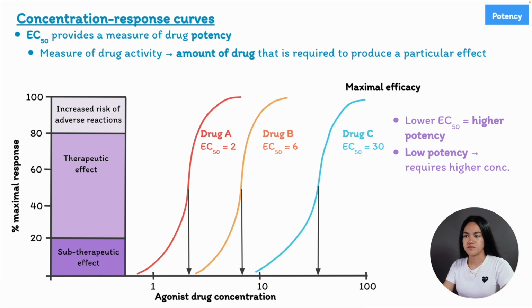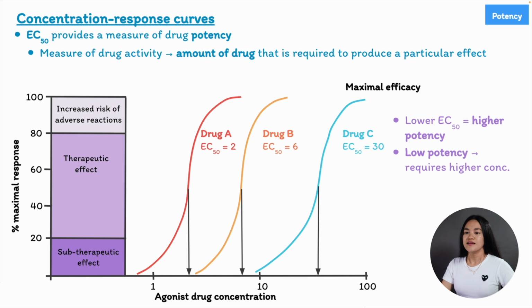Drug A reaches its maximum effect at a much lower concentration compared to drug B or drug C. Drugs with lower potency require a higher concentration of the drug to produce the same effect. And they have a high EC50 and will appear on the right side of the CRC.